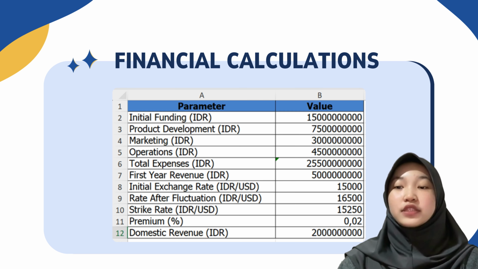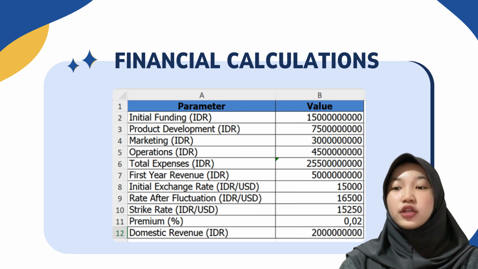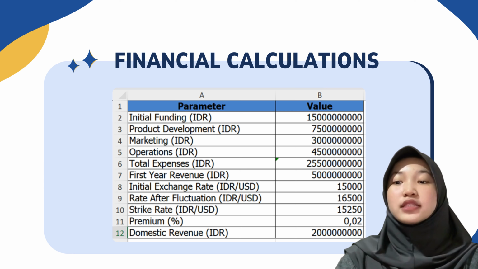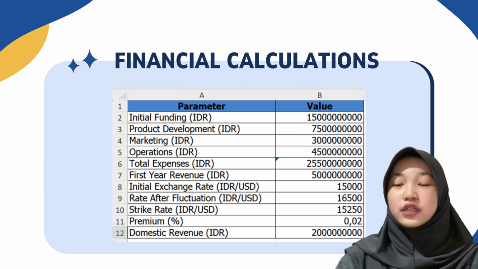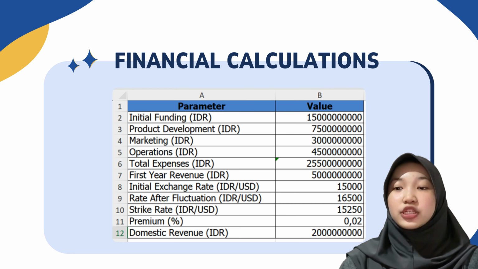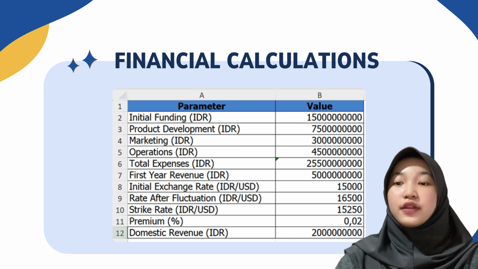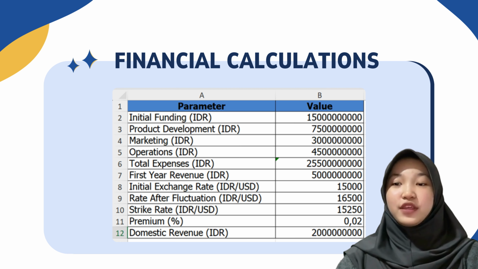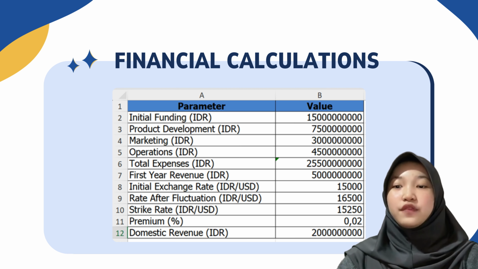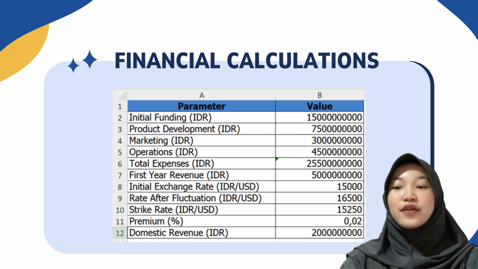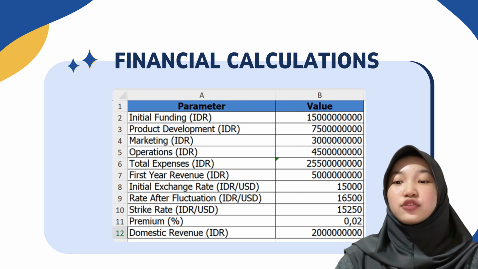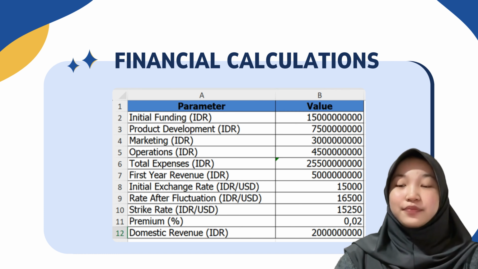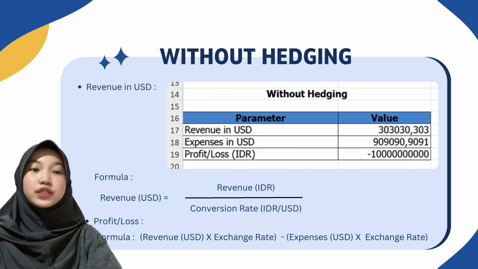And then for the first year, we anticipate a revenue of IDR 5 billion, and we have factored in the following exchange rate details. The initial exchange rate is about 15,000 IDR per USD. Then the fluctuation rate is about 16,500 IDR per USD, and the strike rate is about 15,250 IDR per USD. And lastly, our premium rate is set at 2%, and domestic revenue is expected to contribute IDR 2 billion.